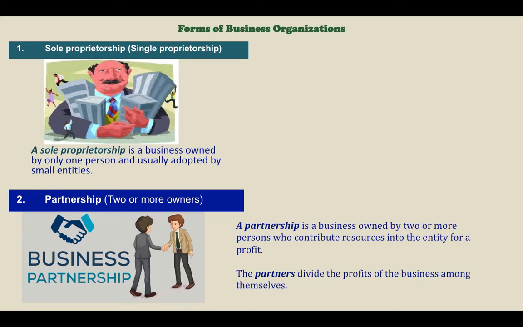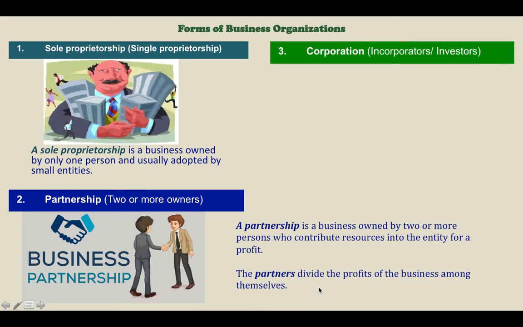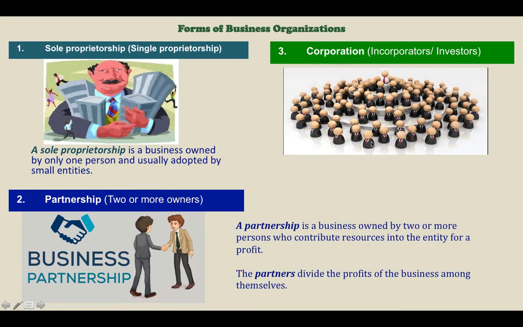So, the profit to be generated by the partnership has to be divided by the partners. The partners are the owners, okay? And after discussing partnership in this subject, we will discuss corporation. And corporation is owned by investors. The investors who form the corporation are called incorporators. So after partnership, we will be discussing corporation, a business organization that has a separate legal personality from its owners.